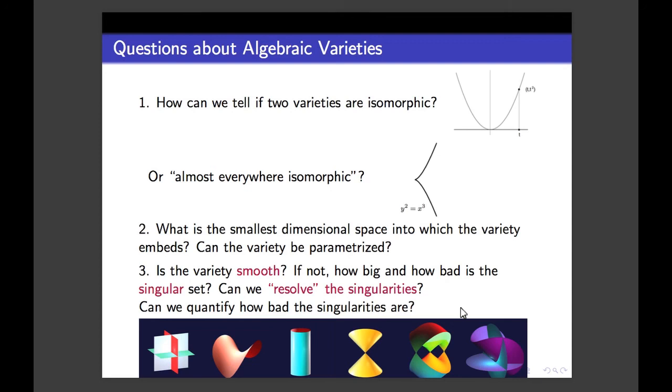People are very interested in varieties in n-space of dimension d that can be defined by exactly n minus d equations. That's kind of the nicest thing you can hope for, like a hypersurface defined by one equation, for example. I don't think they always have that property. I don't know, actually. Good question.